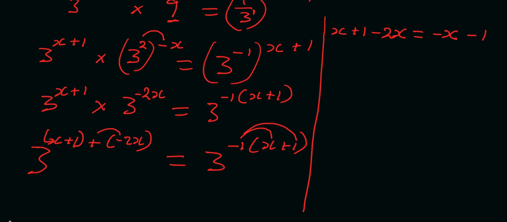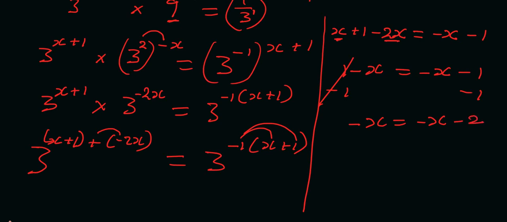Good. So now let's combine like terms. This is x and this is negative 2x. If you combine both of them, that is going to give you negative x. So we have 1 minus x is equal to negative x minus 1. If we subtract 1 from both sides, this is going to cancel out. So now we have negative x is equal to negative x minus 2. Now add x to both sides, so plus x plus x. This is going to cancel out, and x plus x is 0, equal to negative 2. So this question has no solution.